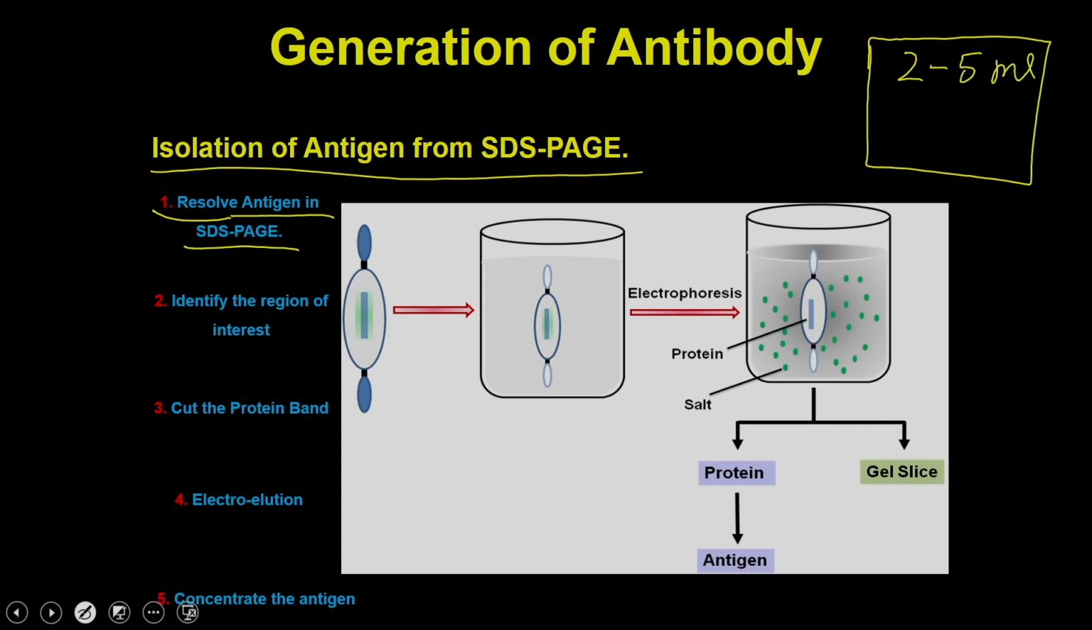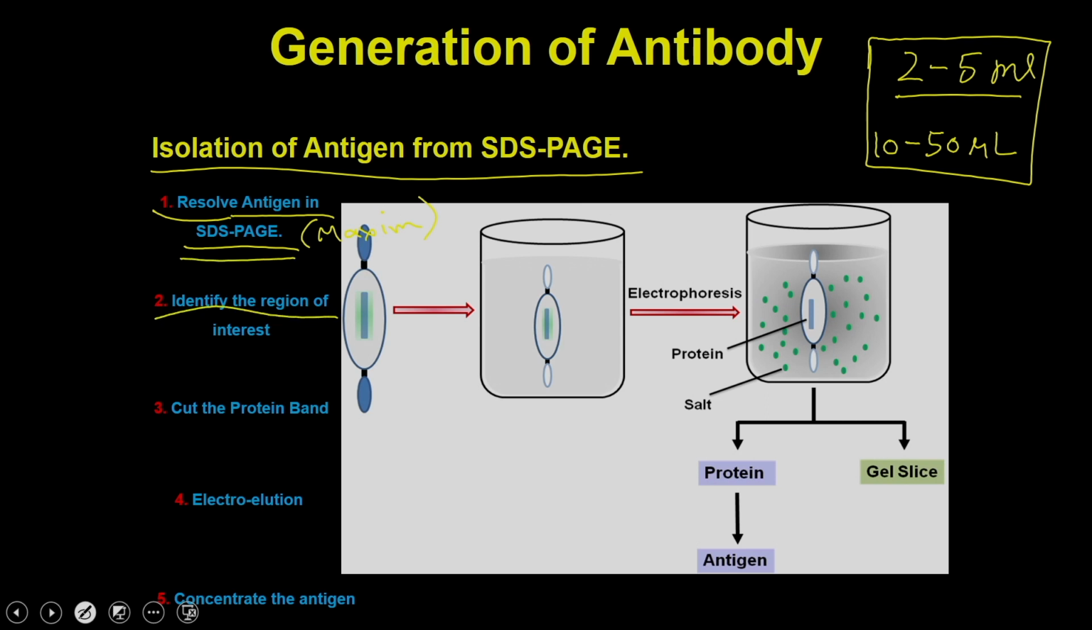Normally in a typical SDS page, what you load is somewhere around 10 to 50 microliters, whereas in this case we are going to load 2 to 5 ml of lysate. So, it is going to be a big gel, and you have to run a maxi-prep gel.